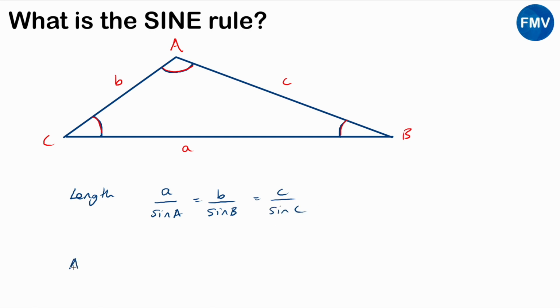Now, if you're looking for an angle, we just flip that. So we're going to go sine A over a is equal to sine B over b, which is also equal to sine C over c.